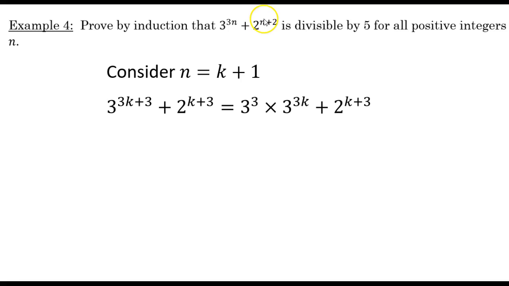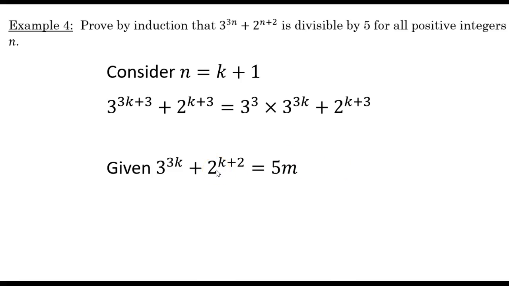So my expression here, I'm going to substitute k plus 1 in there for n. You get 3 to the 3k plus 3. It's 3n, and n is k plus 1, so 3 to the power of 3k plus 3. Now, k plus 1 plus 2 is k plus 3, so 2 to the power of k plus 3. I'm going to break this one up a little bit. 3 to the power of 3k plus 3 is equal to 3 to the power of 3 times 3 to the power of 3k. I'm going to leave this bit be.